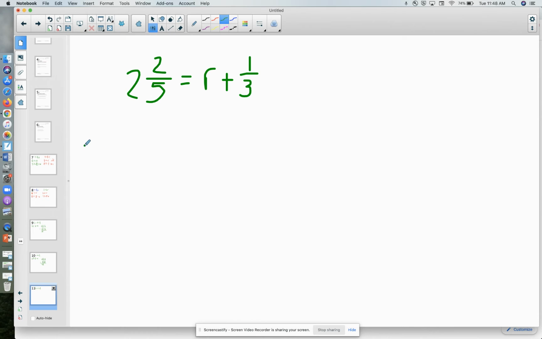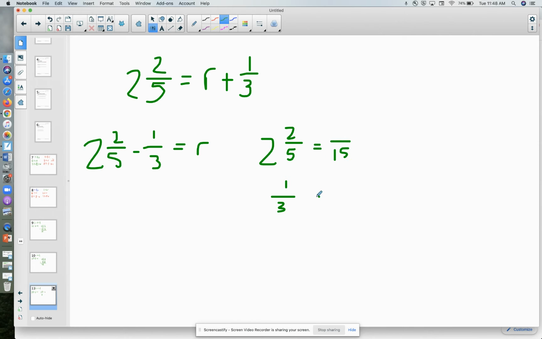All right, so let's see how well you did. So 2 and 2/5 minus 1/3 equals R. So 2 and 2/5. Did you get the common denominator as 15? If you did, that's awesome. So 15. So it's not just always 5 times 3 or 2 times 5 or all that. So you just got to be careful. Just know what number both of those numbers can go into evenly.